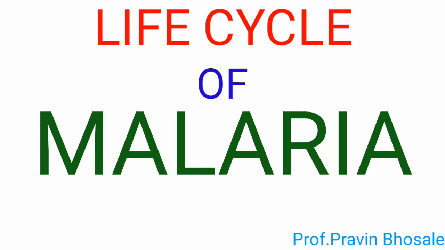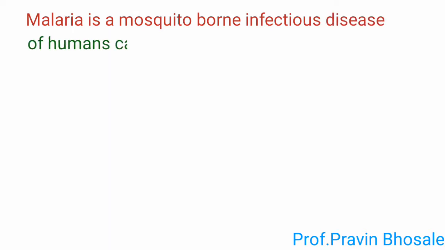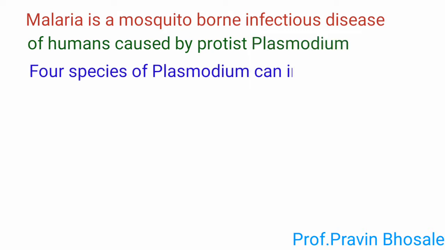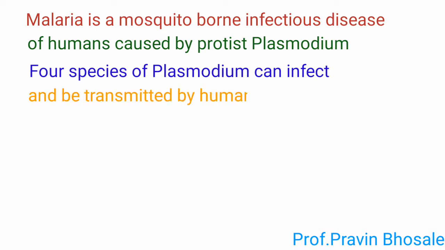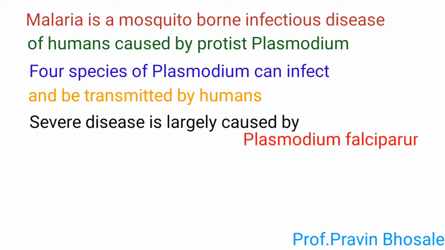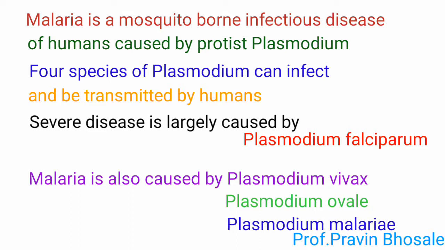Hello students, let us study about the life cycle of malaria. Malaria is a mosquito-borne infectious disease of humans caused by the protist Plasmodium. Four species of Plasmodium can infect and be transmitted by humans. Severe disease is largely caused by Plasmodium falciparum. Malaria is also caused by Plasmodium vivax, Plasmodium ovale, and Plasmodium malariae.